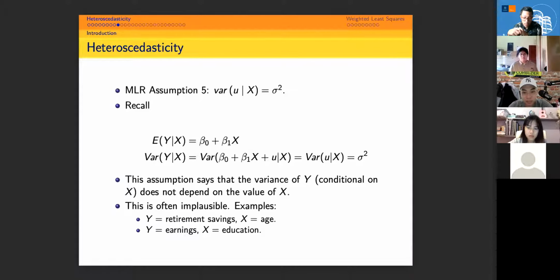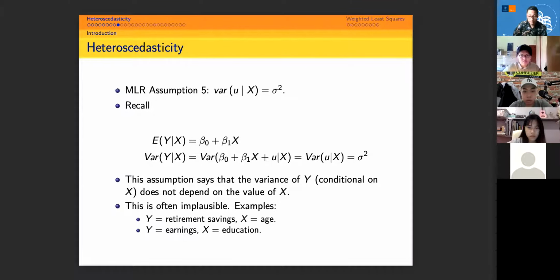When we talked about, for example, the relationship between retirement savings and age, we can see that the variance of the unobservable variable, or at least in the data, we'll see variation of the data across the regression line. Okay. Also in the regression of earnings and education, we can also say that there could be a potential heteroskedasticity.